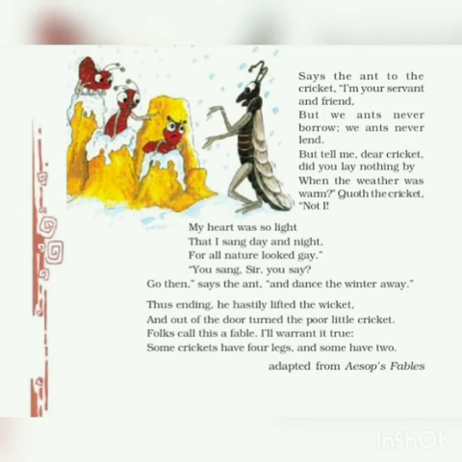In these lines, the poet gives a sarcastic remark to human beings also. Some crickets have four legs, like we have seen in the poem, and some have two, as with human beings. The poet wants to give us the moral from this stanza. The ant, having refused to help the cricket, turned him out and closed the door. Folks call this a fable, which means people call this a story, but the poet insists it is the truth. It's not just a story, it is the truth.